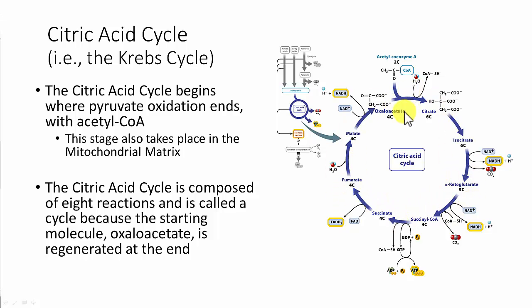So the process is considered cyclic because it regenerates the starting compound so the process can take place again. This also takes place inside the mitochondrial matrix, just like our pyruvate oxidation. So same location here.